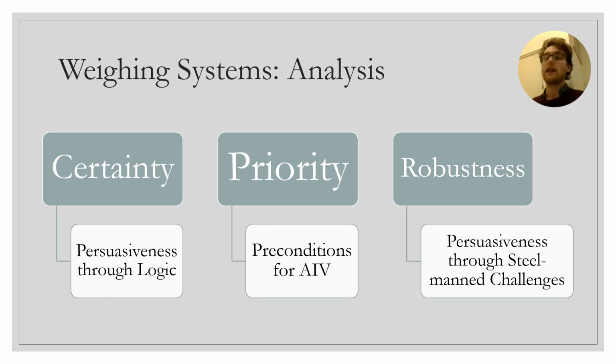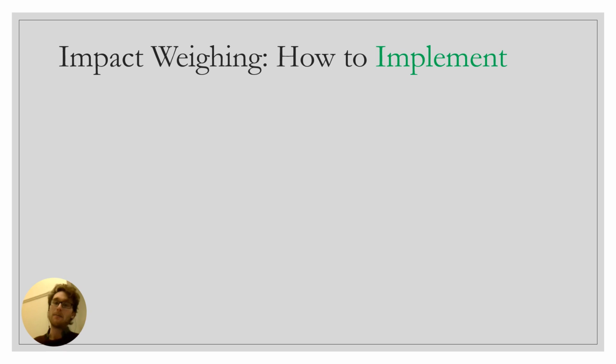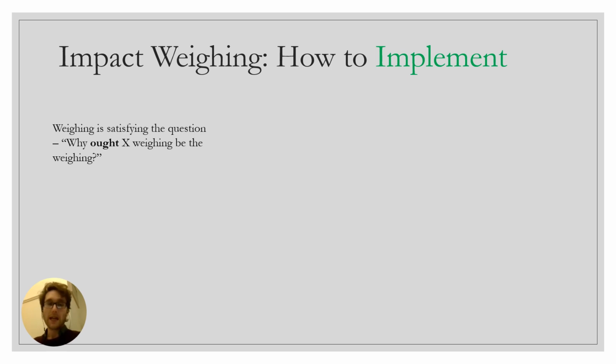So those are ways you can weigh analysis, and then ways you can weigh impact. So let's talk about how to actually implement these weighing metrics. So I've touched on this briefly, but what this slide is going to explain or demonstrate is how actually in a debate to argue this convincingly to a judge, why one metric should value more than another. So weighing obviously is just satisfying the following question: why ought scale, vulnerability, intensity, longevity, why ought this weighing be the weighing in the round?